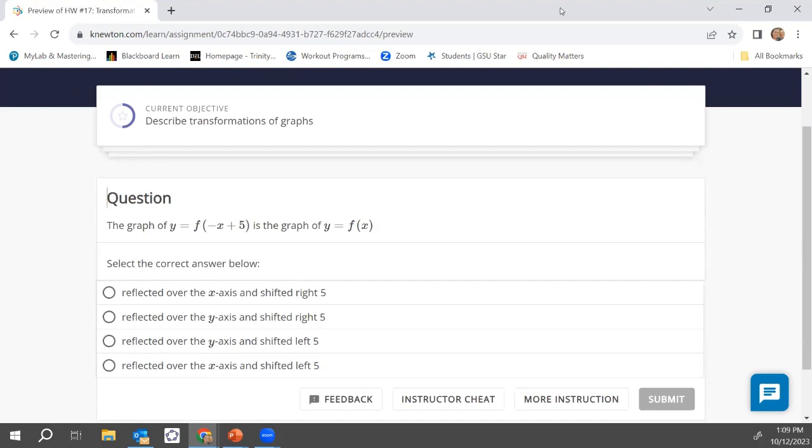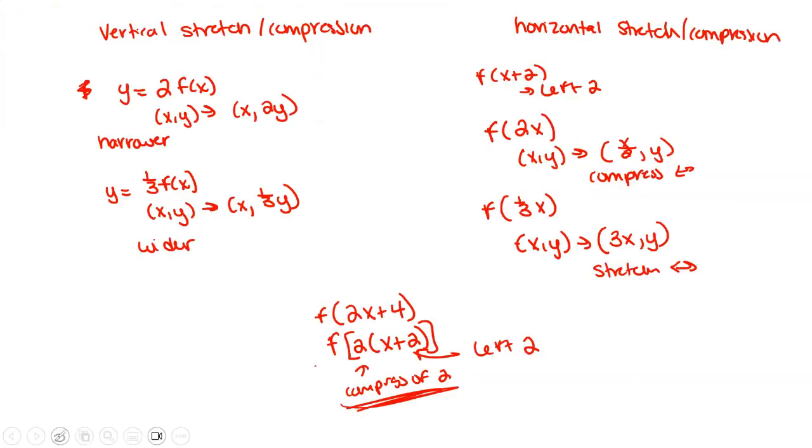All right, so in order to do this one, I need to take this over here. So f of negative x plus 5. Anytime there's something in front of the x, you've got to factor it out. So negative, now I'm going to have the x, and then that's going to become minus 5. So the negative inside here is now going to be a flip over the y-axis. And then this minus 5 is actually telling me I'm going to go right 5.